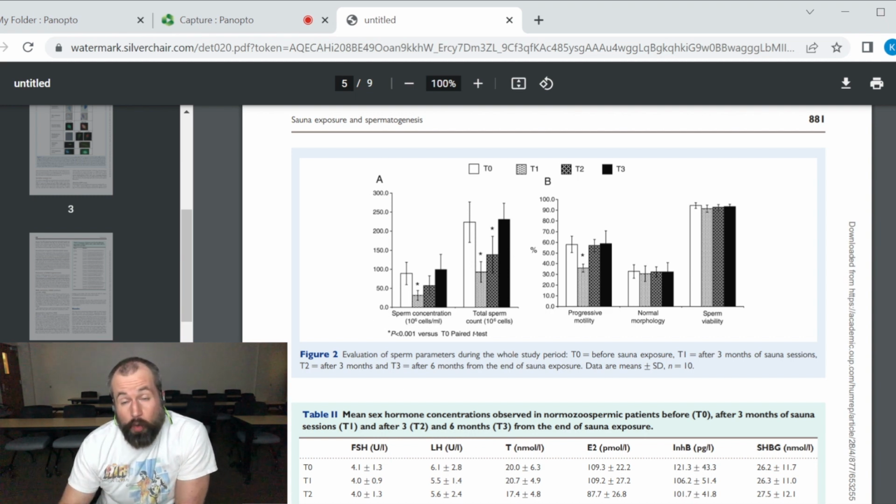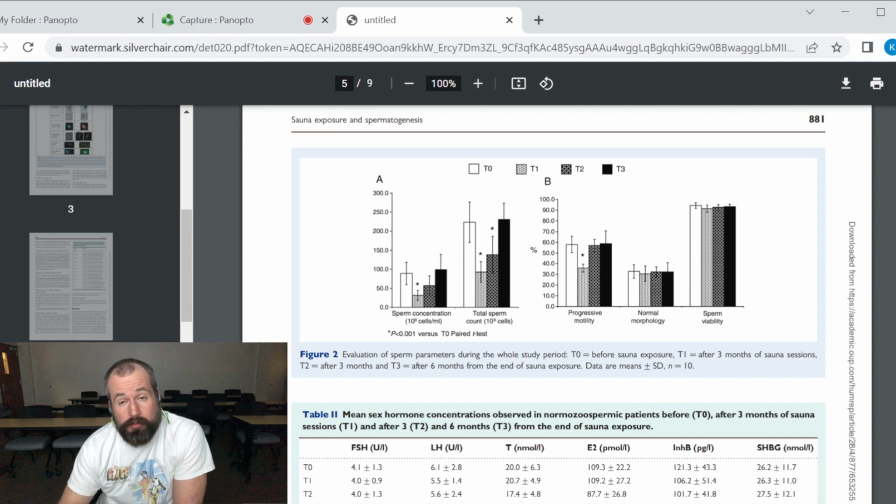So another thing is, what if you're already impaired in your spermatogenesis? Is it going to come back completely, or is it going to stay depressed? Are you going to restore your spermatogenic function completely at all if you start out with impaired spermatogenesis? Maybe it's going to cause permanent damage. We don't know, because these are normal men. We don't know the answer to that.